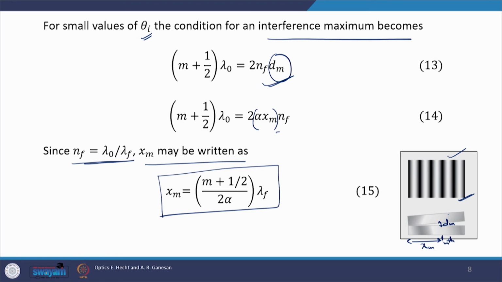But you also see that the position of the fringe depends upon the angle alpha also. The position of the mth bright fringe depends upon alpha, it depends upon nf, it depends upon lambda. Therefore, if you change alpha or lambda, the position of this bright fringe will change accordingly.